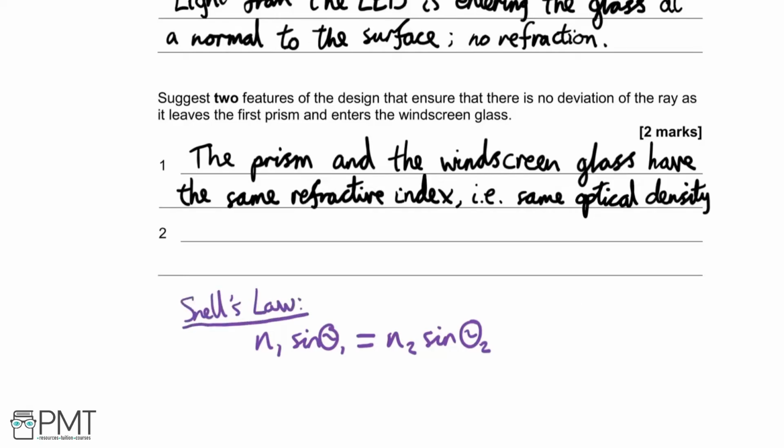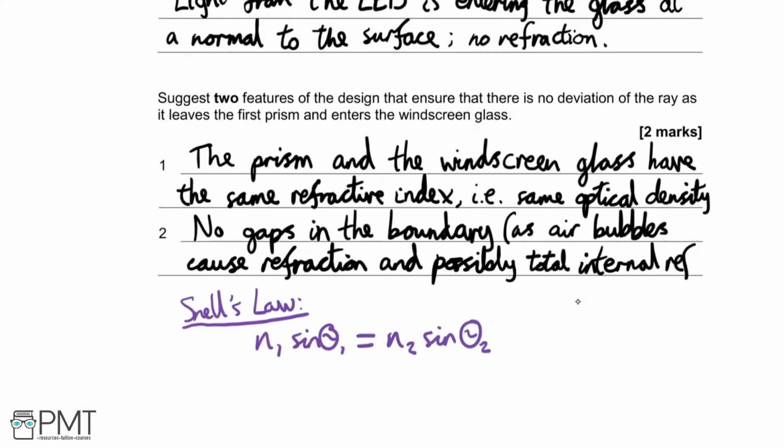The second point to make is that there can't be any gaps in between the prism and the windscreen glass. If there were, then you'd have sort of air bubbles. And remember, air has a different refractive index to the glass that these parts are made of. So that would cause a distortion of the light. So there would be a refractive effect and possibly even total internal reflection if the light was trying to escape the glass into the air. So 2 marks up for grabs there, 1 for each point. If you miss one, you miss a mark.